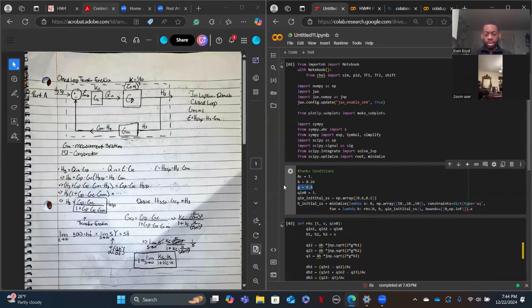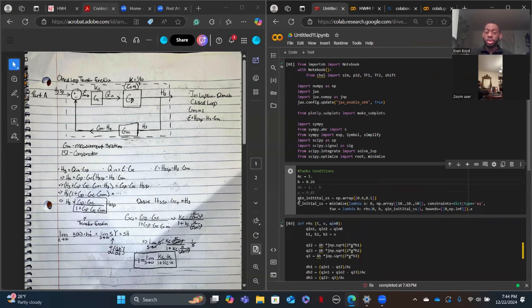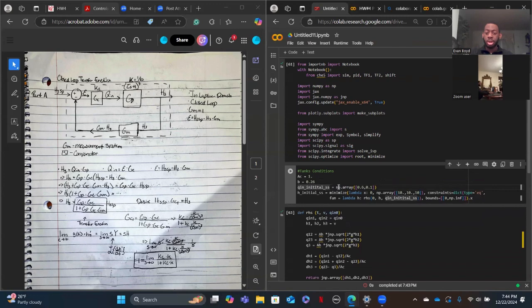We don't need gravity in this case, because that's for our leading, and we don't need that for now. We do need Q in initial steady state, and we put a value for this. What do we want our value to be? We can do 0.75. That works.